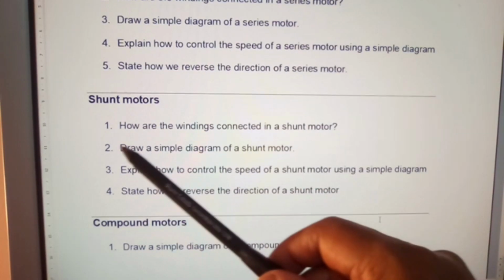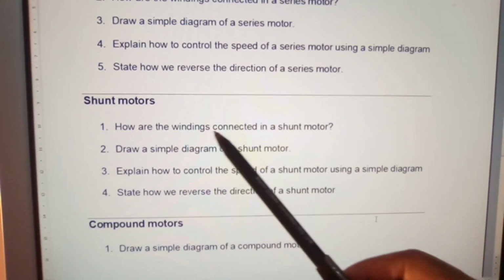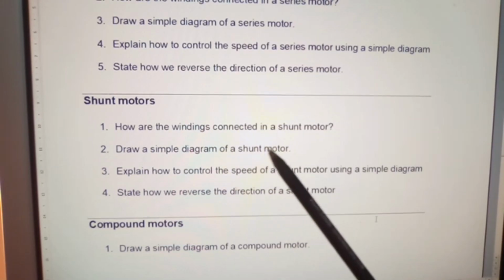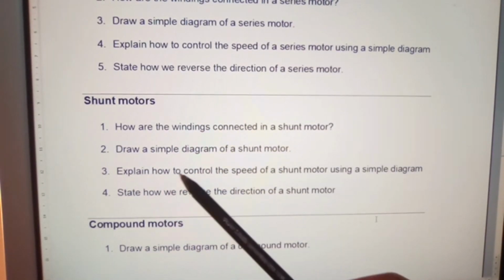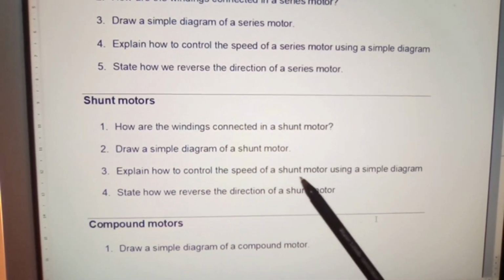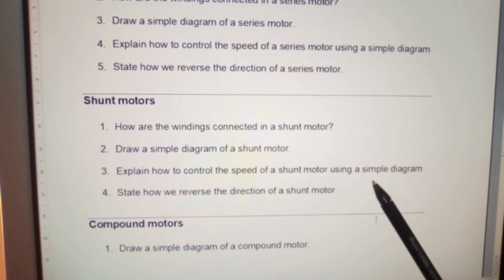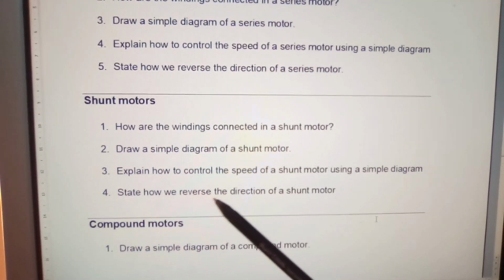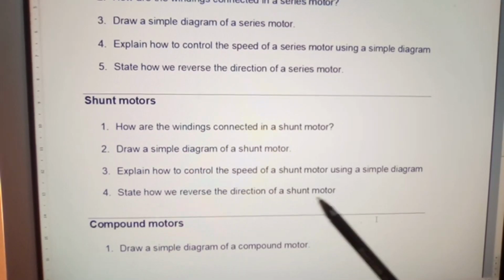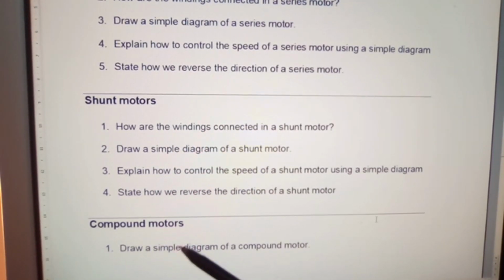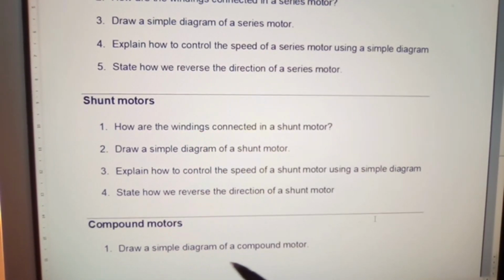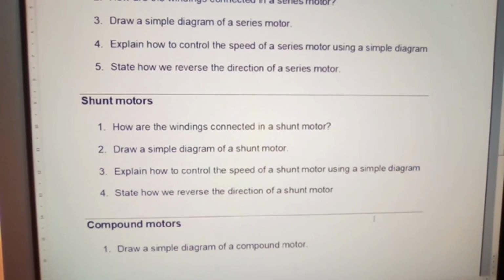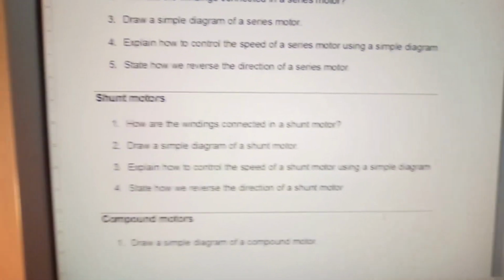Shunt motors. How are the windings connected in a shunt motor? Draw a simple diagram of a shunt motor. Explain how to control the speed of a shunt motor using a simple diagram. State how we reverse the direction of a shunt motor. Compound motors, again draw a simple diagram of a compound motor, and the question basically refers to the same as before. Okay.